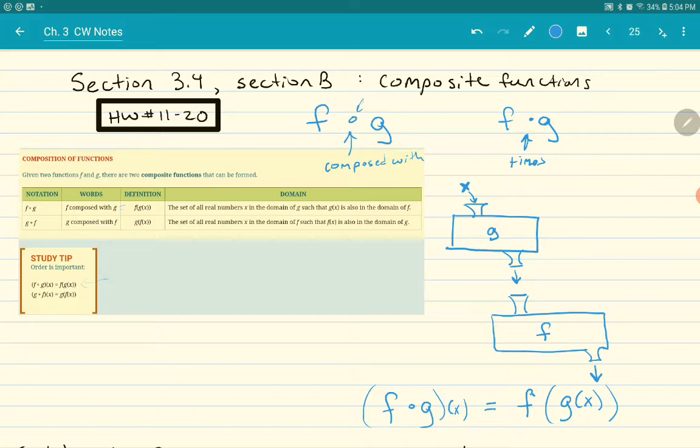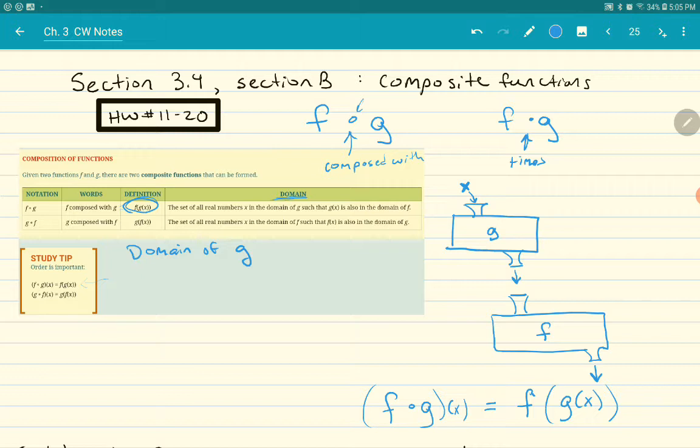All right, now the domain's a little more complicated. I have to be able to use that x, right? So in this machine example, f of g of x, I can't plug in that x if it's not in the domain of g. So one restriction is that it has to be in the domain of g. Even if it's not in the domain of f, I might be able to put it in g and then get a result that is in the domain of f.